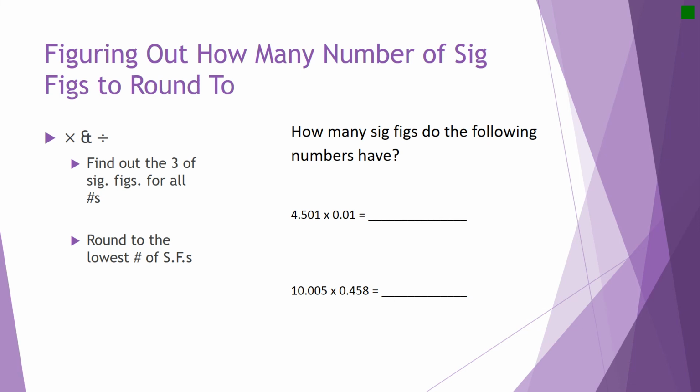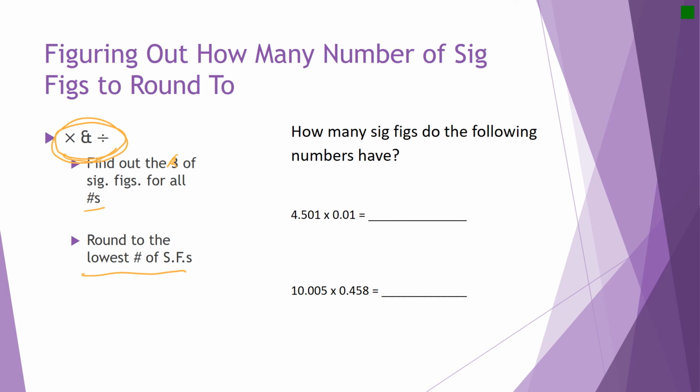Okay, so first you had to know how to count sig figs. Second, you have to know how to round sig figs. And third, you need to know how to round when you're actually doing some application work, which is multiplication and division. We're not going to get into adding and subtracting in this class, or at least right now. So we've got multiplication and division. First, you have to find out the sig figs for all the numbers, and then you're going to round to the lowest number of sig figs. So for multiplication and division, you count however many sig figs each number has, and then you round to that many numbers.